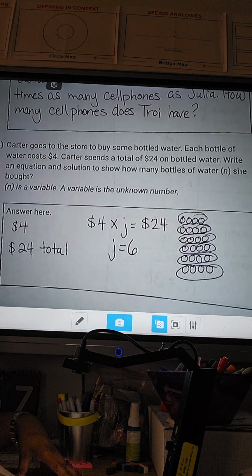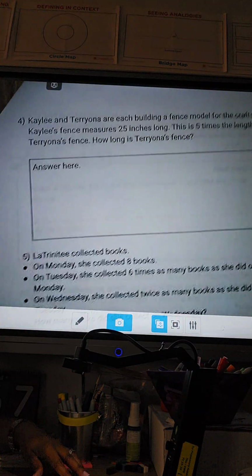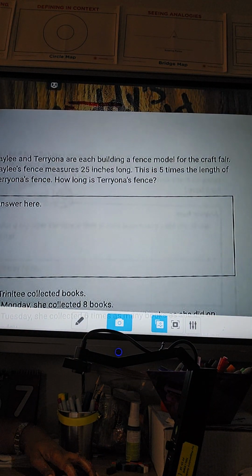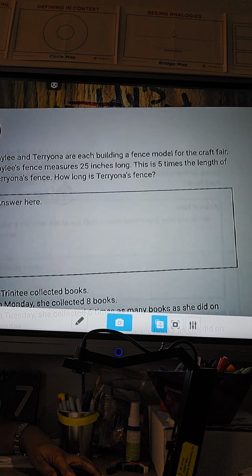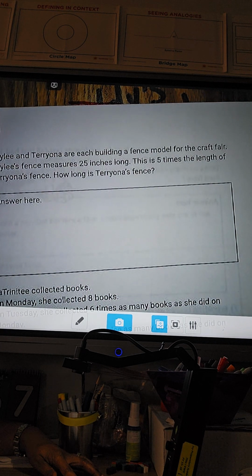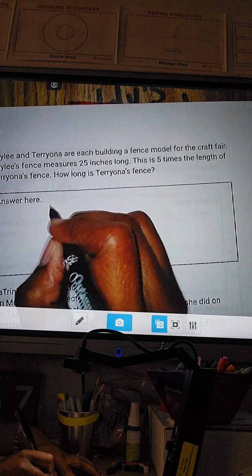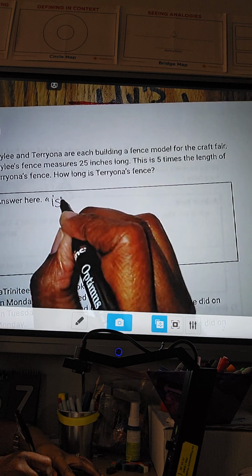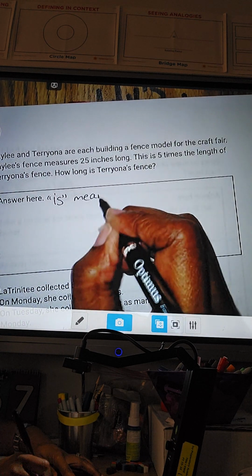Okay, go ahead, you could pause the video and try number 4 on your own and then start it once you're done to see if you got it right. Number 4, Kaylee and Terriana are each building a fence model for the craft fair. Kaylee's fence measures 25 inches long. This is 5 times the length of Terriana's fence. How long is Terriana's fence? This is about building a fence. But what I want us to really remember is the word is means equal.